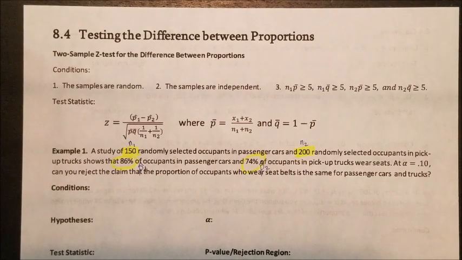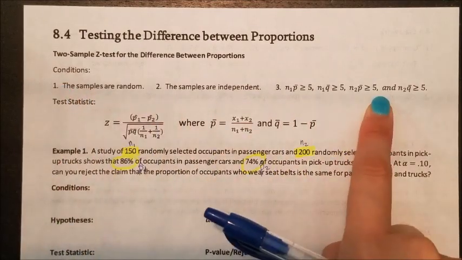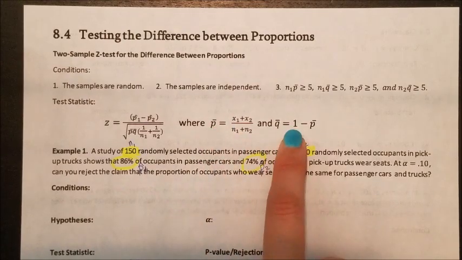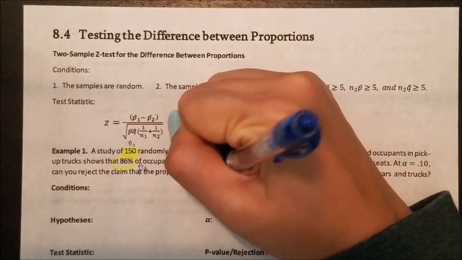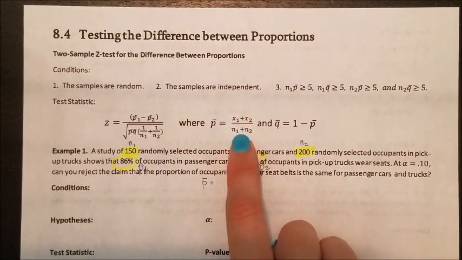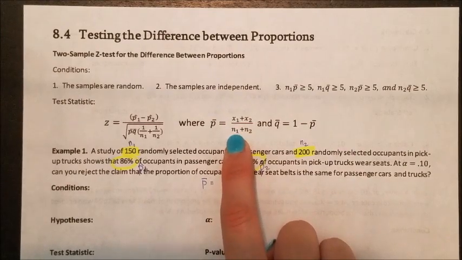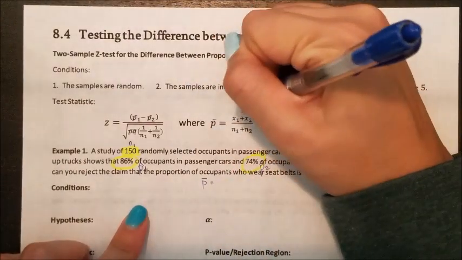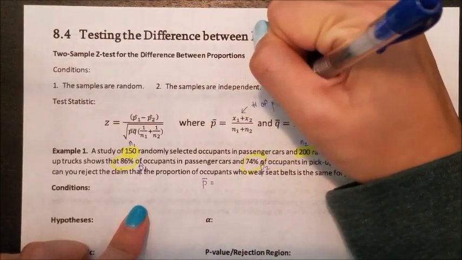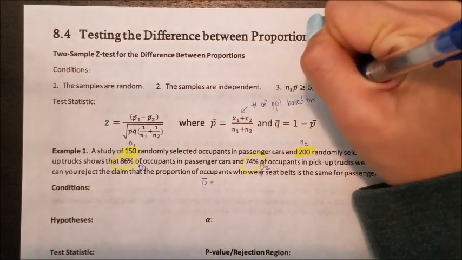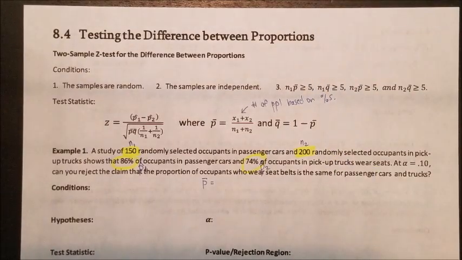Okay. In order to use our formulas for all of our conditions, we need to look for P bar and Q bar. So P bar is going to be x1 plus x2 over n1 plus n2. So we have n1 and n2. They gave us those numbers here. x1 and x2 stand for the actual number of people or of objects based on the percents. So it's not a percent, the x1, x2, it's actually a number.